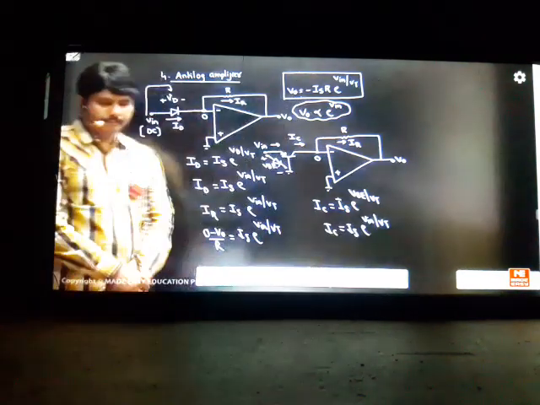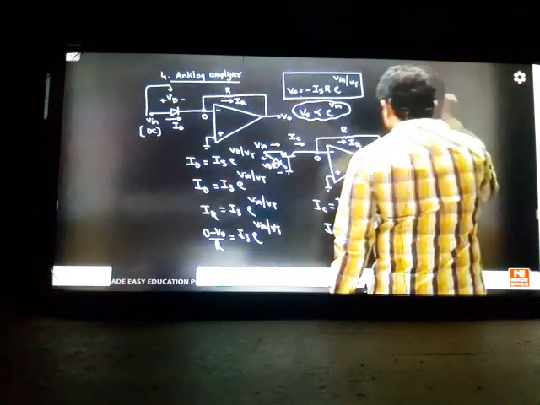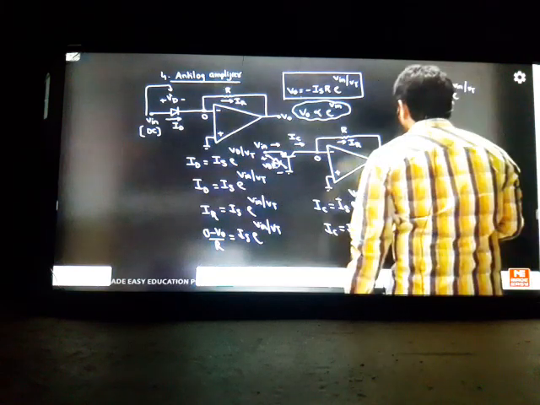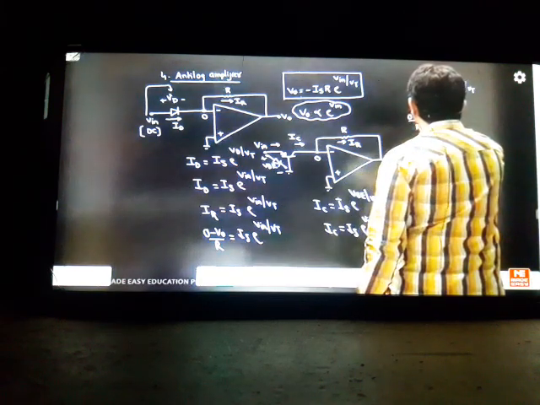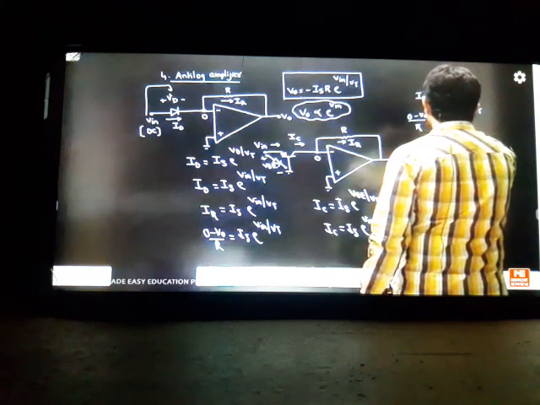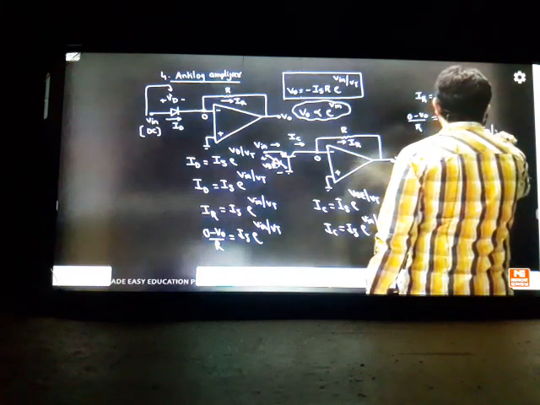Same analysis you can do it. Okay. Same procedure. So IC can be written as IR here. IR is equal to IS into e power VIN divided by VT. IR is nothing but 0 minus V0 by R is equal to IS into e power VIN divided by VT. So V0 is minus IS into R e power VIN divided by VT.